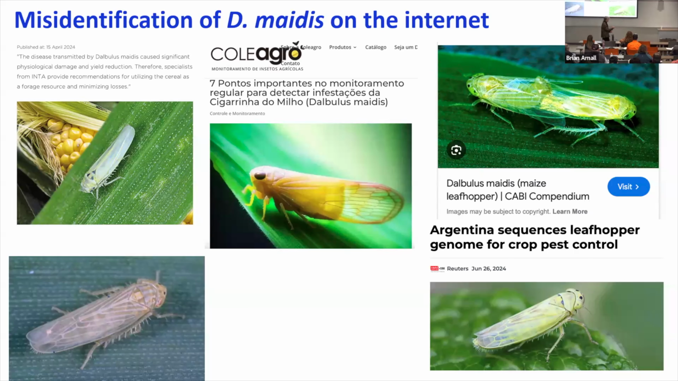Thank you. Yeah, technology. This is Dalbulus maidis for sure. How do I know this? Because I was there in 1989 when we took the insects out of colony to take these photographs. So any picture from this one, you'll always get the right answer, okay?